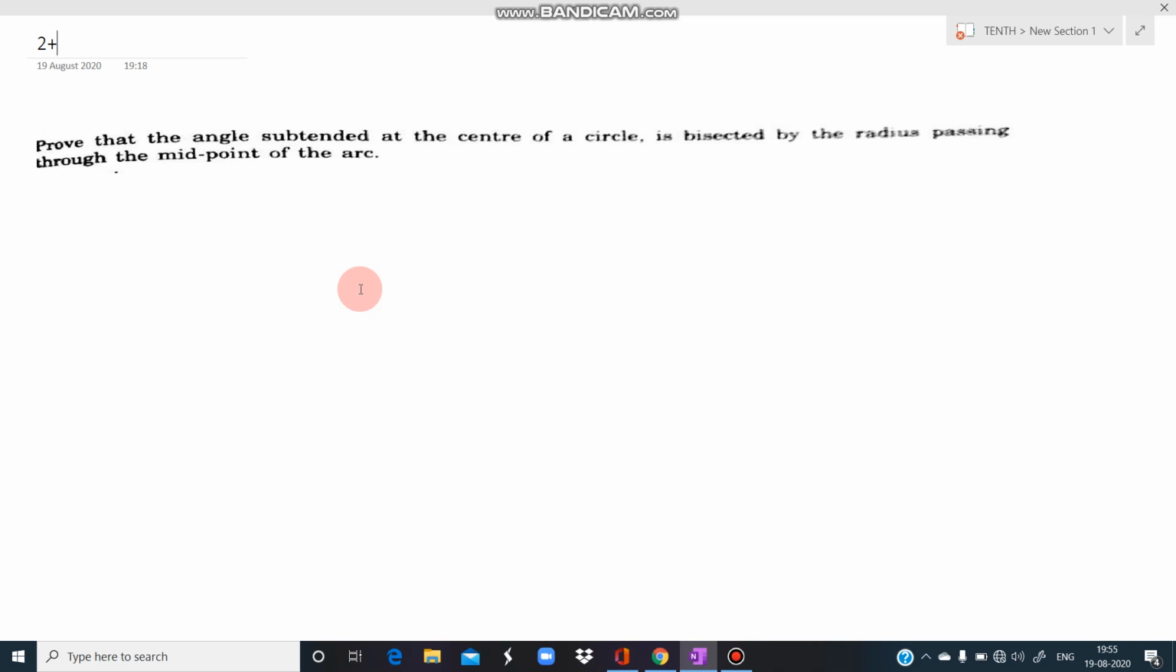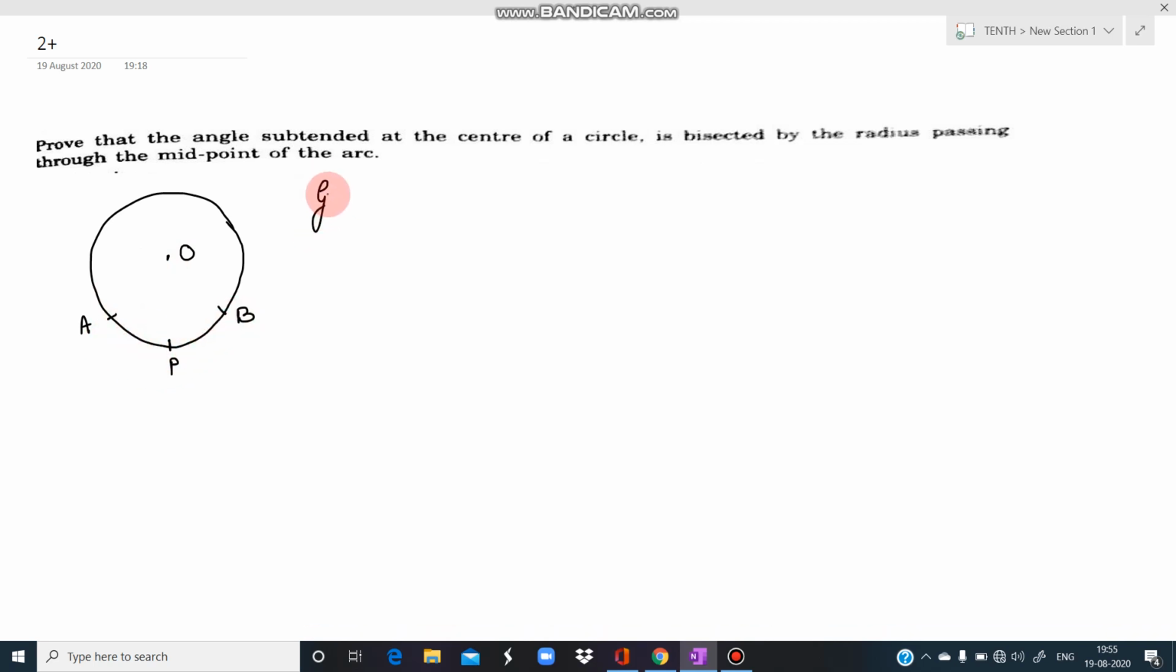In this question it is written, prove that the angle subtended at the center of the circle is bisected by the radius through the midpoint of the arc. So first of all, we are given a circle and this is the center O. We have to prove the angle subtended at the center is bisected by the radius which is passing through the midpoint of the arc. So we first took an arc, that is AB, and O is the center. Then we take a point P which is the midpoint of the arc AB.